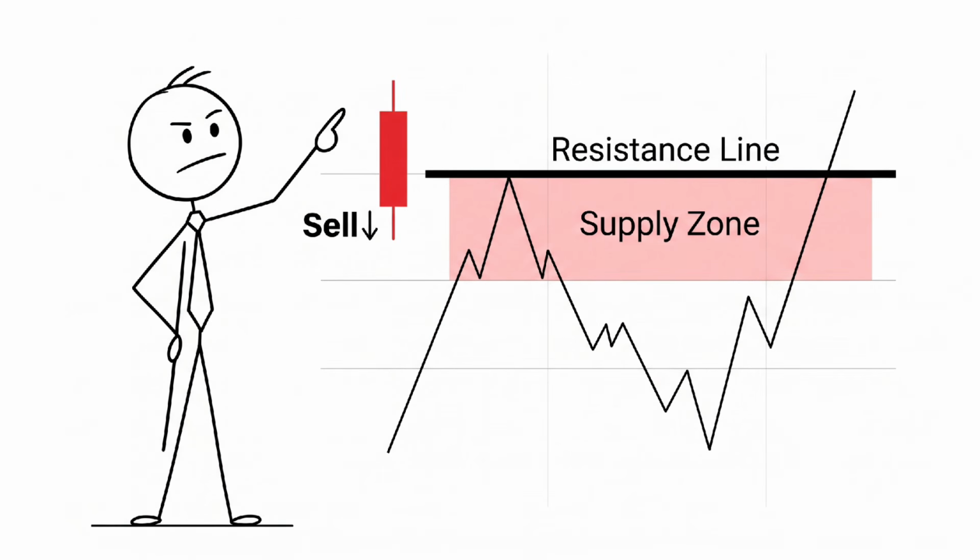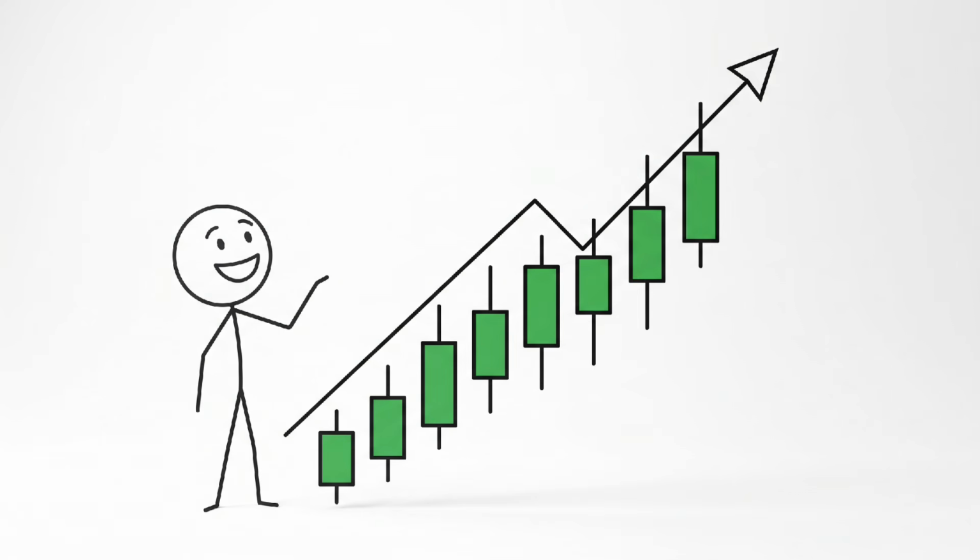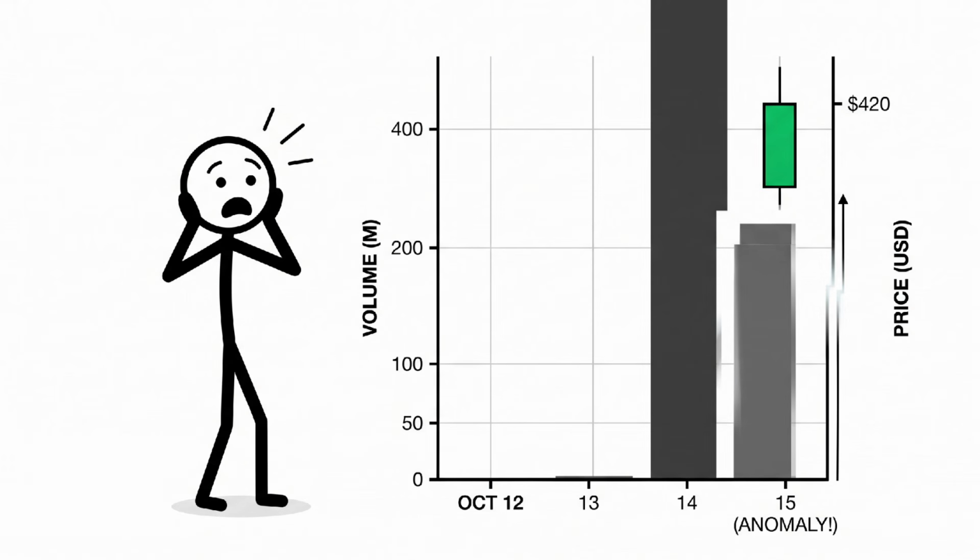Step 4. Identifying high probability sell zones. Now let's discuss sell zones. One of the most important patterns is buying climax. Imagine the market has been rallying for several days. Everyone is bullish. The news is positive. Social media is filled with buy recommendations.